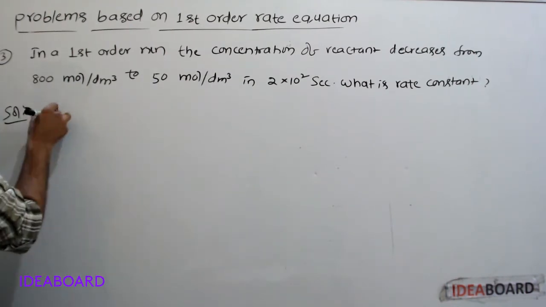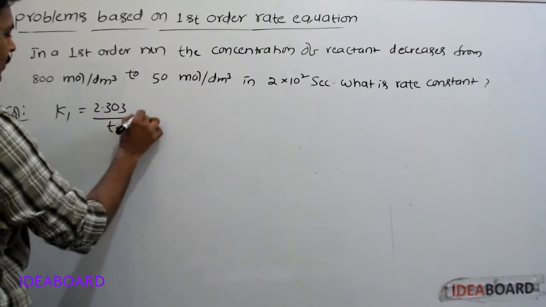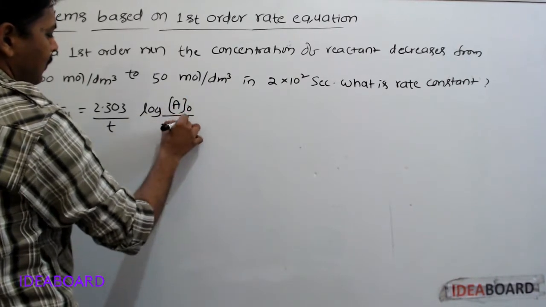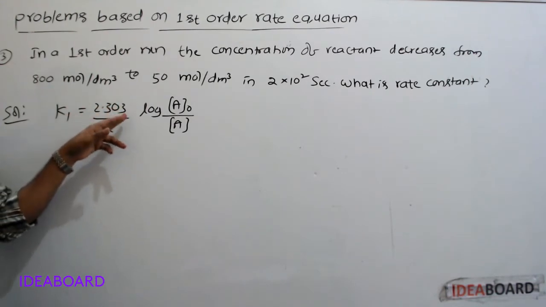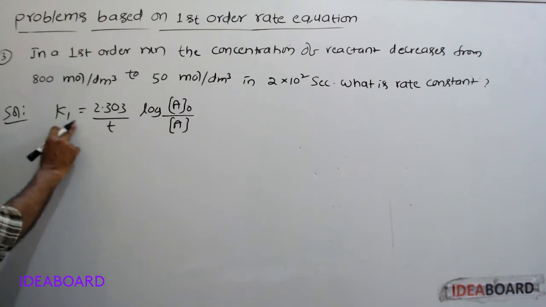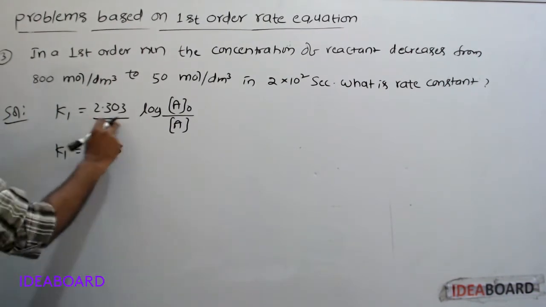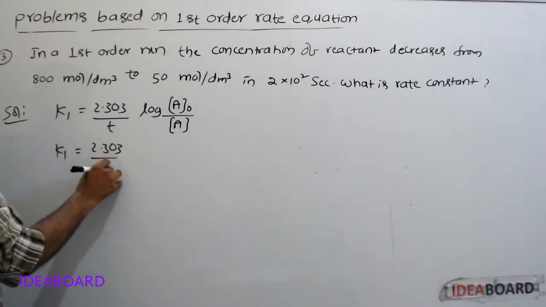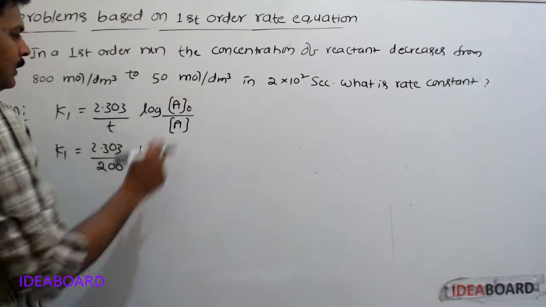We know the first order integrated rate equation: k1 is equal to 2.303 by t log of a naught by a. We should calculate this k1 value. k1 is equal to 2.303 by time. Time is given as 2 into 10 square seconds, which means 200 seconds, into log of a naught.